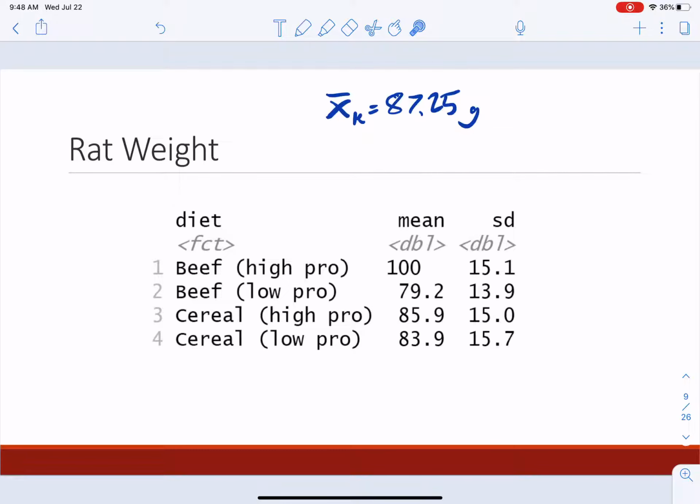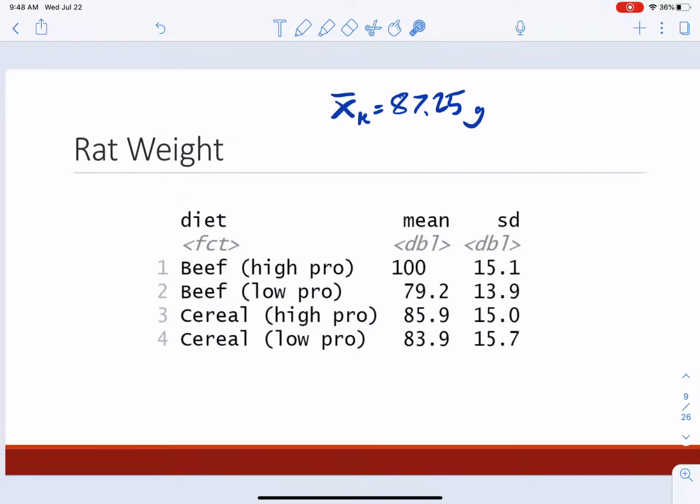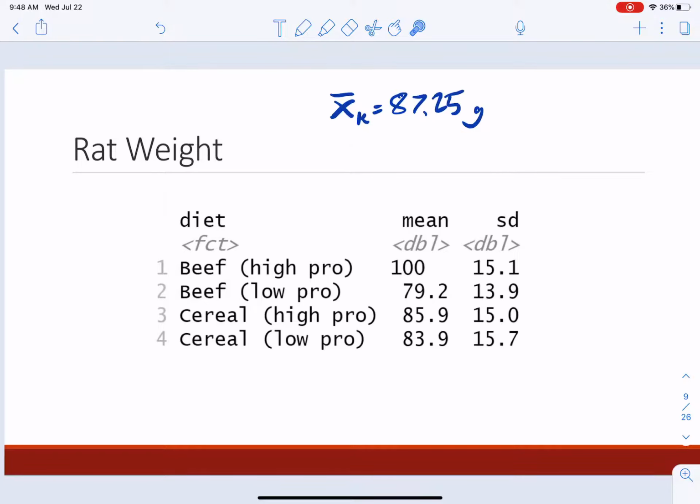Now already we can kind of see the over and under, right, between each group. So let's see, our beef with high protein, right, their group mean was 100 grams, right, which is above the overall mean, right? The group, the low protein, 79.2 grams, well, that's below the overall mean, right?